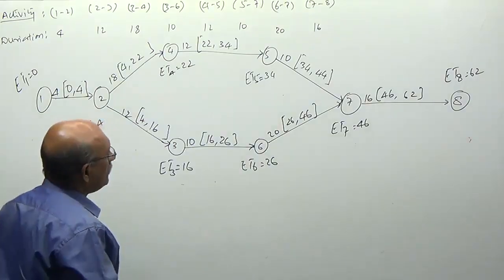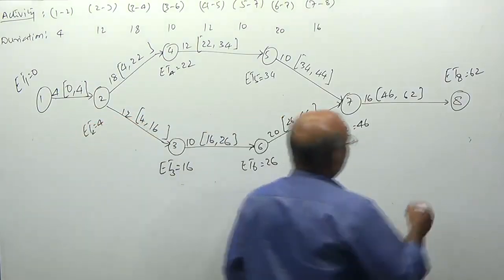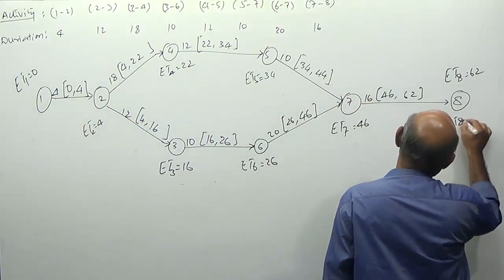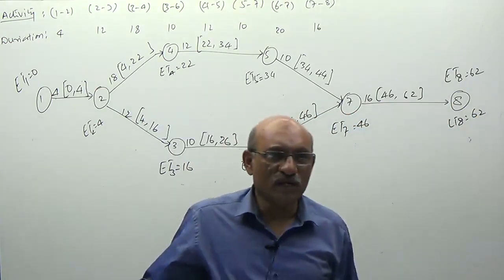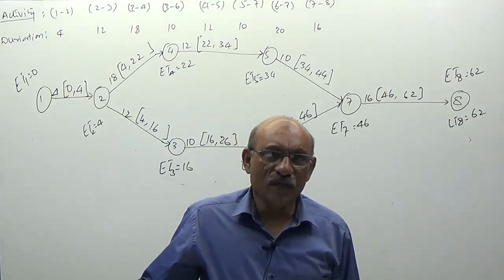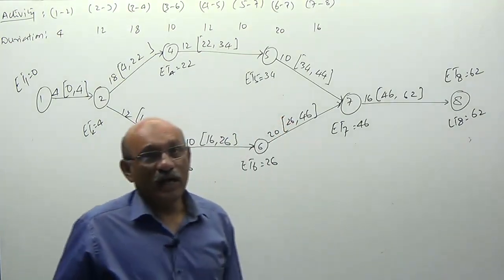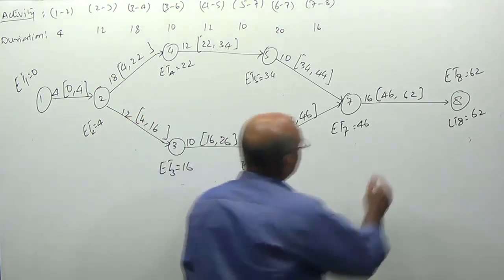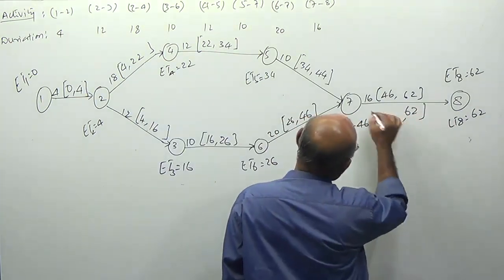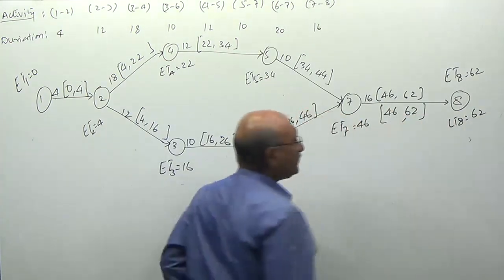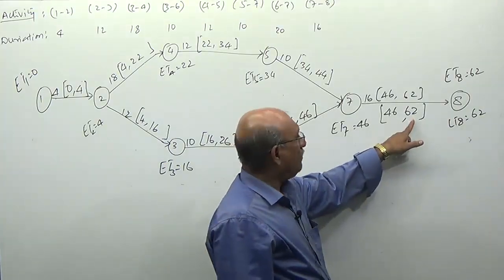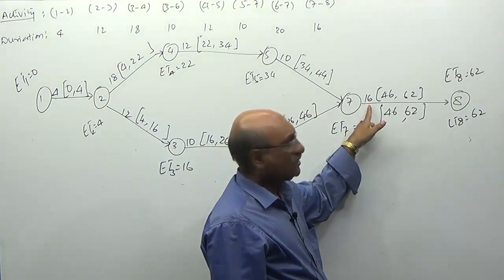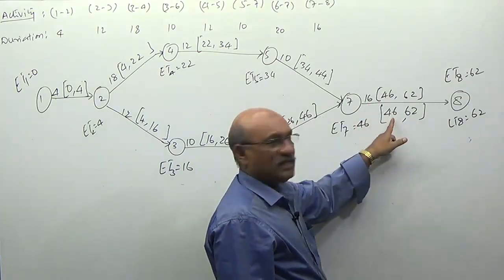Okay. Let's go to latest timings. Latest timing of 8 is 62. You have to complete the project on the 62nd day. 62 minus 16, 46. Look at this, sir. 62 is the completion time of this one. From this I have to subtract the duration. 62 minus 16 is 46.